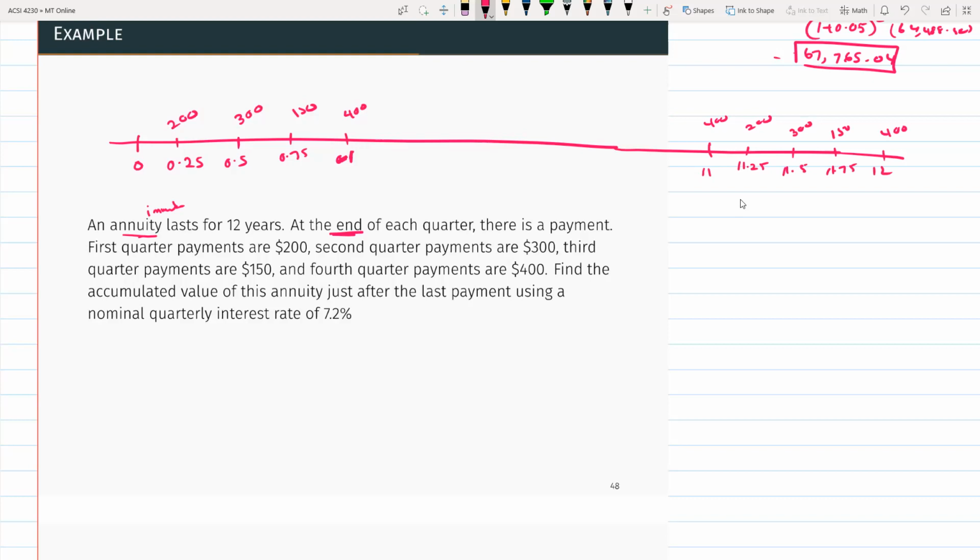Now what you can do is break it into four cash flow sequences. So you can draw the 200 ones.